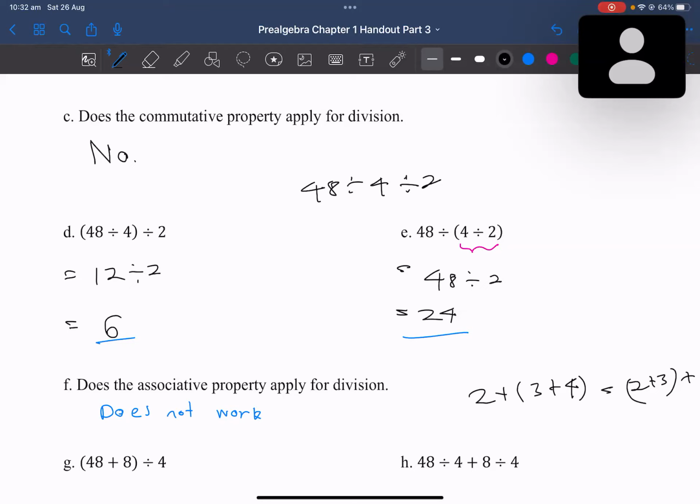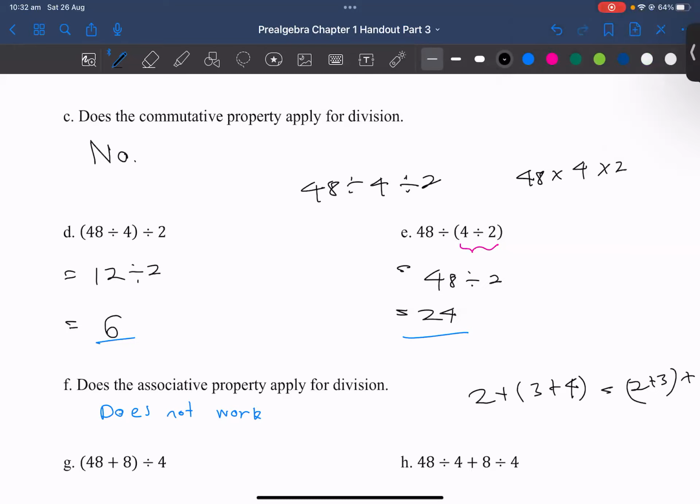Yeah, you have to go left to right. But if it's multiplication, right? 48 times 4 times 2. Doesn't matter which one you do first, right? It doesn't matter because the associative property works for multiplication. So it doesn't matter which one you do first. But here, it doesn't work. So you have to go left to right. Start with this one, then you go to this one. Does that make sense? Associativity doesn't work here because the order does matter. If the order doesn't matter, then it's associative.